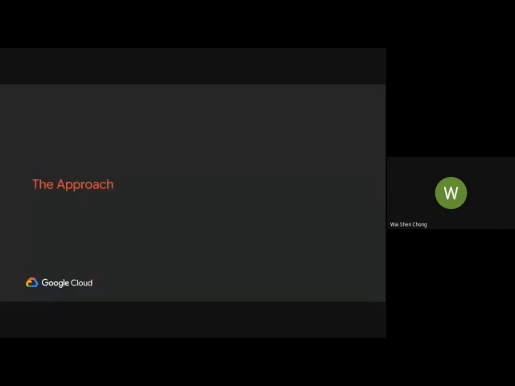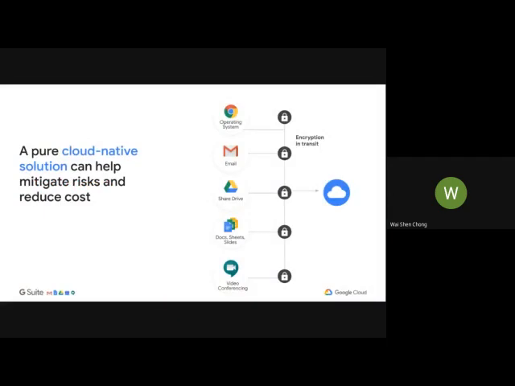So what's the approach here? We think it is important to have a pure cloud native solution that can help you mitigate the risk and reduce the cost. From a Google perspective, or even a technology perspective, we look into this kind of scenario where first you have to look into the operating system. You need to look into the email. You look into your shared drive, which could be a file server, a Google Cloud Drive, or even Dropbox or anything that you've been using as a shared drive.